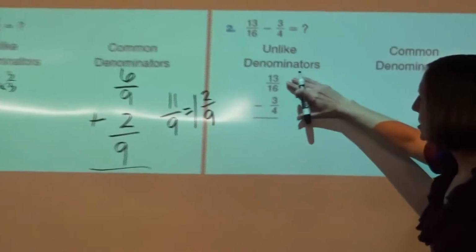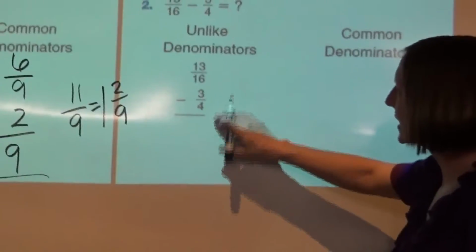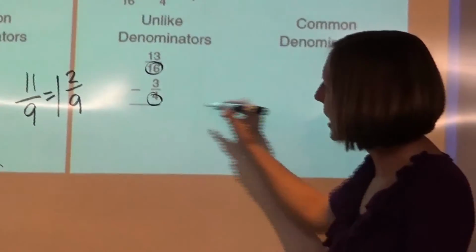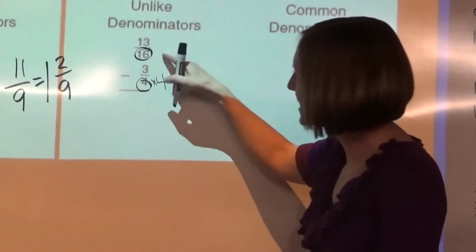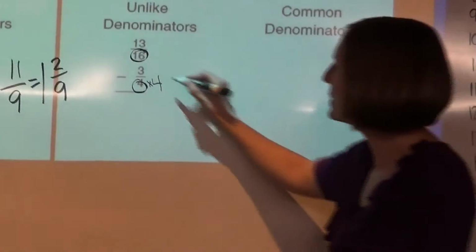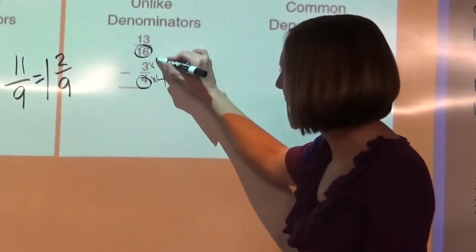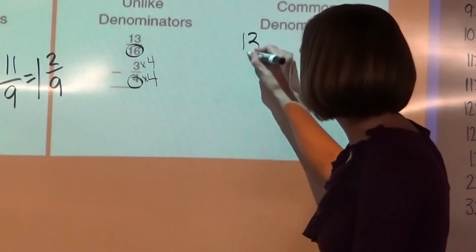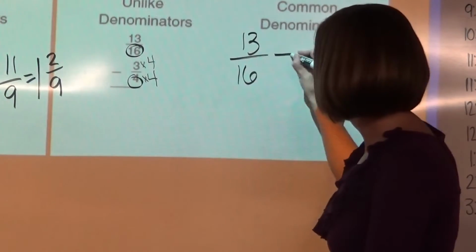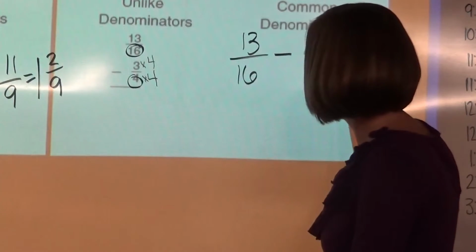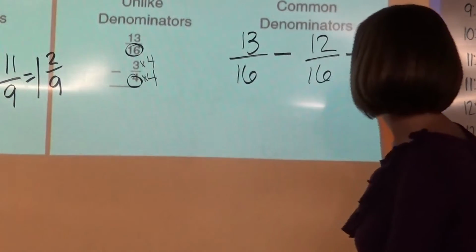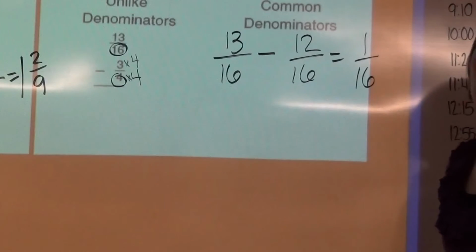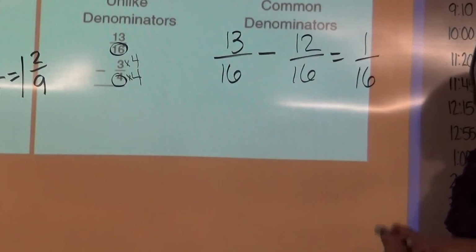Here I have 13/16 minus 3/4. Again, I need to find that common denominator. So if I look at my 16 and my 4, I know 4 times 4 will get me 16, so that gets me my common denominator. Whatever you do to the denominator, you have to do to the numerator. So now I have 13/16 minus 12/16, which equals 1/16. So those are some other strategies for adding and subtracting fractions.